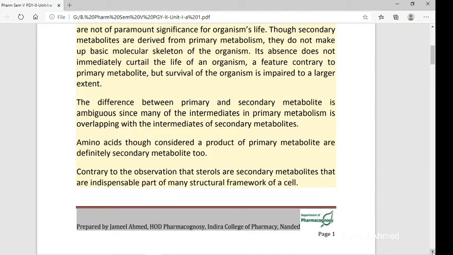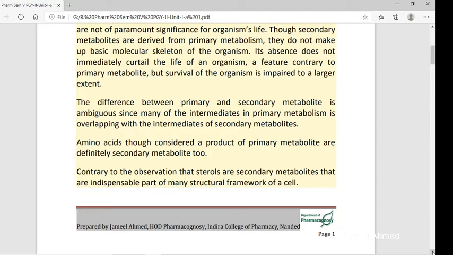The examples of primary metabolites: carbohydrates. Under carbohydrates, examples are starch, cellulose, sugar. Lipids, from which we can get fatty acids. Proteins, which are nothing but amino acids. And nucleic acids, we know that RNA and DNA are nucleic acids. These are the important primary metabolites.